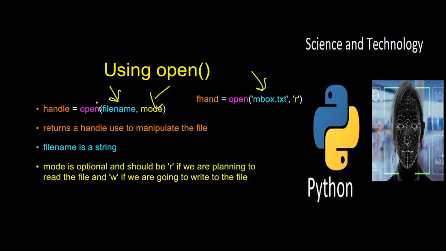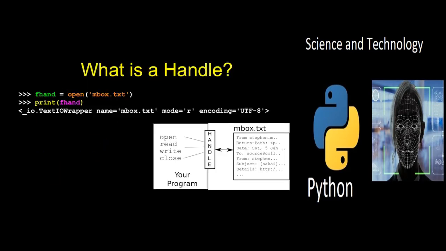And so you pass open a file name, it gives you back this file handle, and then you have a variable in which you store it. I often call it fhand to be mnemonic. You'll see my code, I use fhand all the time to indicate that that is a file handle. If we were to run this in interactive mode, we'll open mbox.txt, and open is a function built into Python, and then it gives us back a handle. It does not give the data.